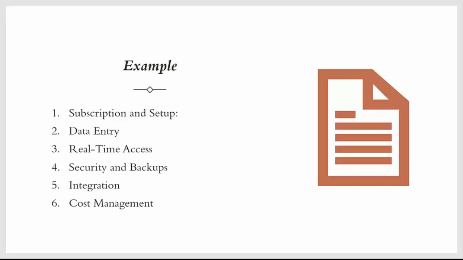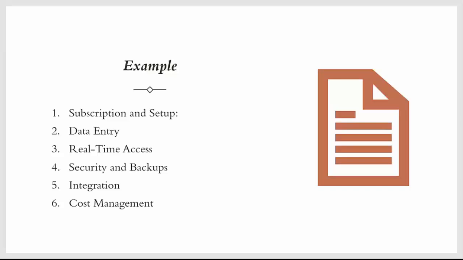2. Data entry. The owner and their accountant can log in from their laptops, tablets, or smartphones to enter sales, expenses, and other financial transactions. All entries are processed in real time, and any updates are immediately visible to both the owner and the accountant. 3. Real-time access. While the owner is traveling, they can still access the system to check on the financial status of the business, review reports, and approve payments. The accountant working from home can simultaneously enter new transactions and generate financial statements.